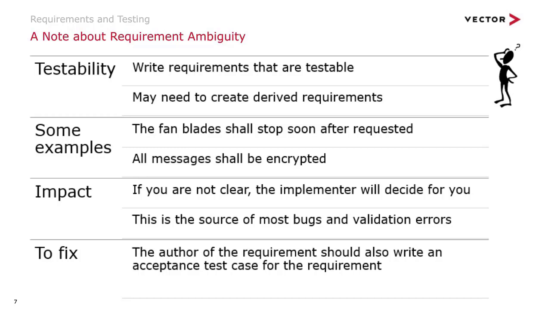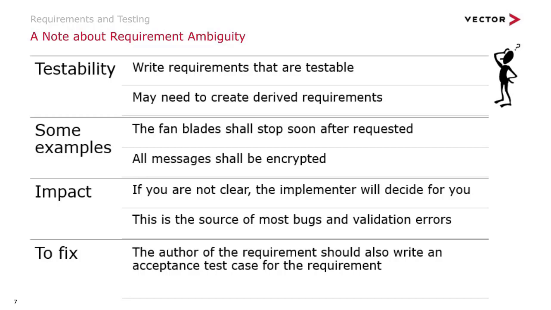No, perfect. Good. So some examples that I've come across in my past lives of requirements that were given to me that weren't testable or were ambiguous: the fan blade shall stop soon after requested. Well, you can tell right away that that's got some issues with it. Soon is not very well defined. What does soon mean? What's the request that actually causes it to stop? What does stop actually mean? How do we measure what stop is? There's lots of things that are ambiguous.